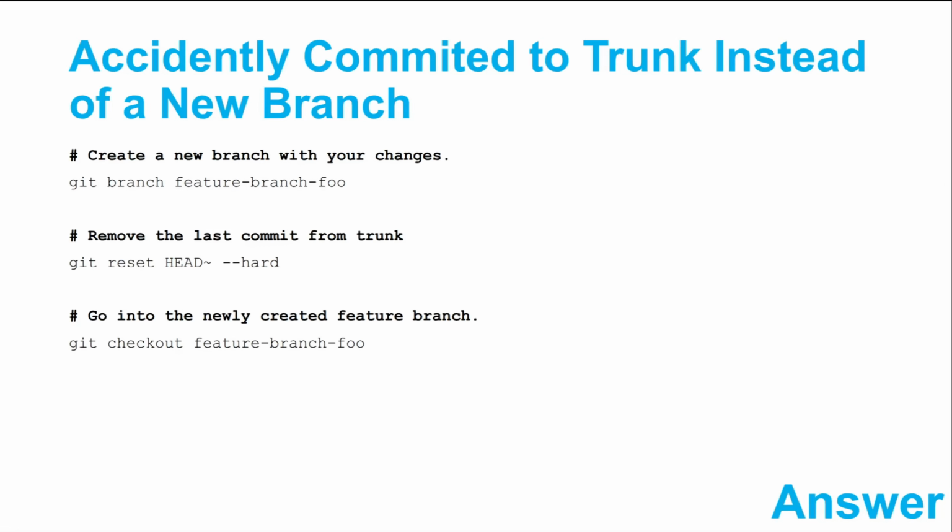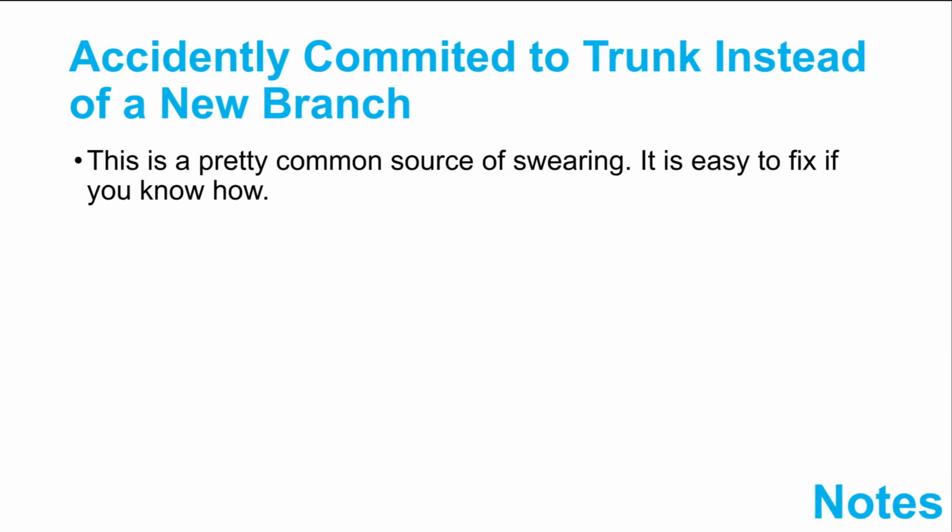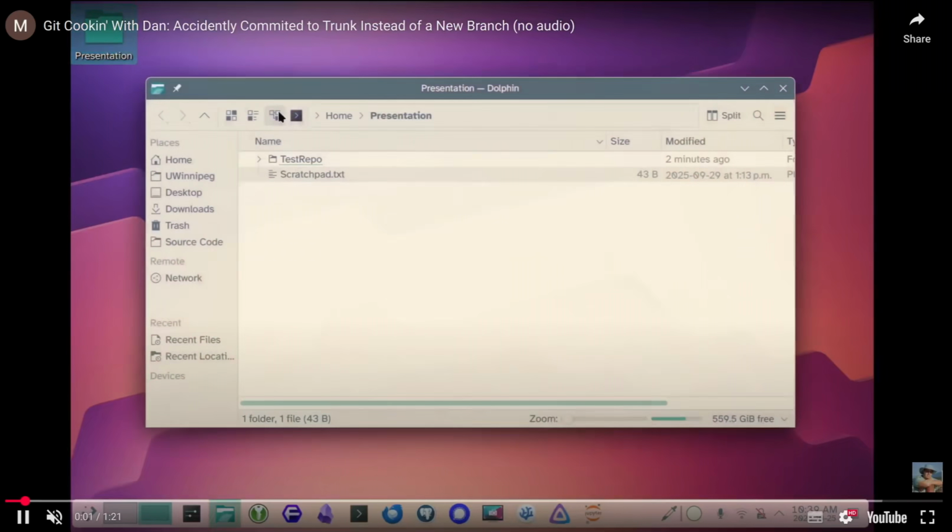So I would just look this up because it's hard to remember, but it's just git reset HEAD~ --hard. That removes that last one from trunk. But you got to make sure that you branch it first so you still have access to your new changes. And then, of course, at the end, you check out your new feature branch. I mean, when this happens, you're not happy about it. Let's see this in action.